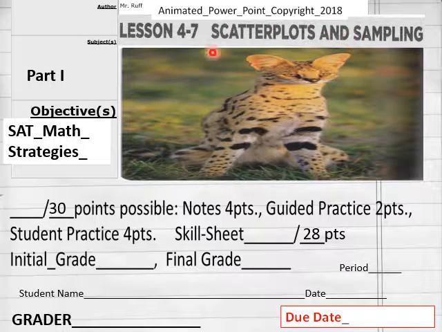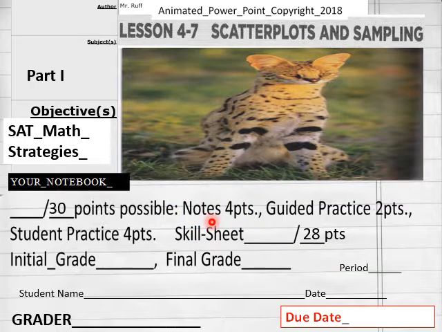4.7 scatter plots and sampling. We have 30 points of notes here, and then a skill sheet for 28 points, which is not included with this video. If you want the skill sheet, contact me, but we do have 30 points here that you can take notes off this video.